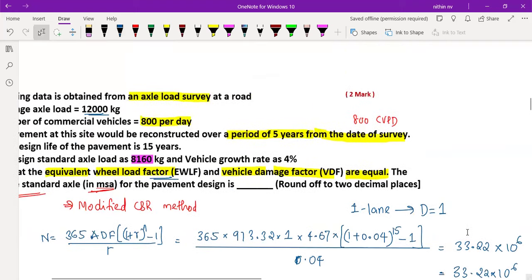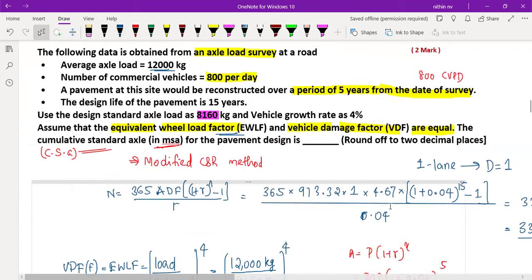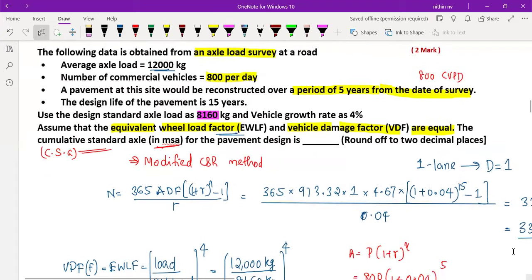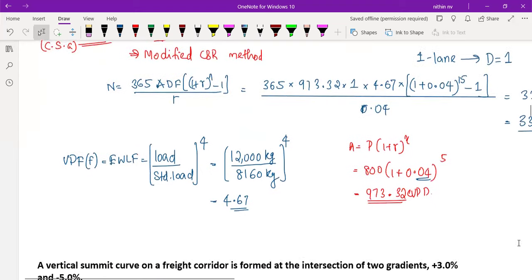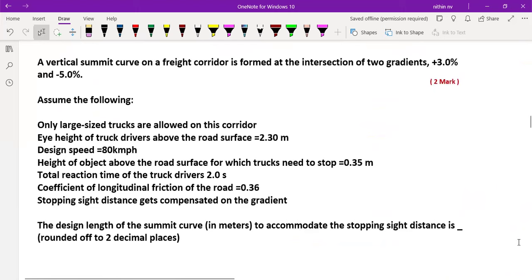Okay, so there were a lot of things to be done here, but actually the calculations, everything was simple. But rather than giving the data directly, they have given some other terms also to incorporate with the given data. That's it. I hope you have got the concept. Well enough, they have given 2 marks also for the question. Okay, moving forward to the next question.